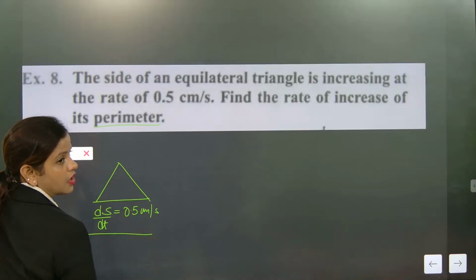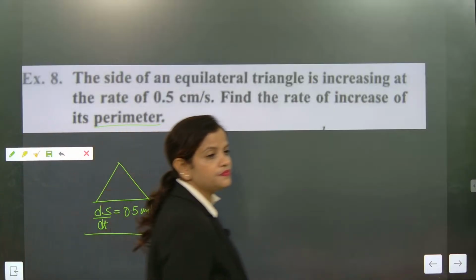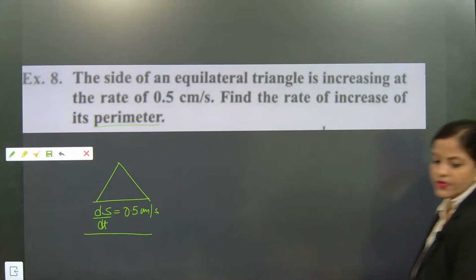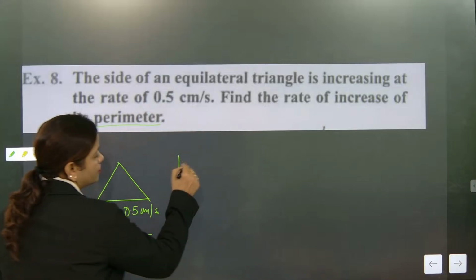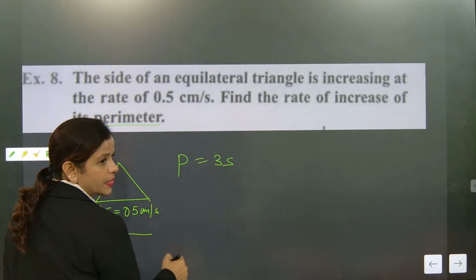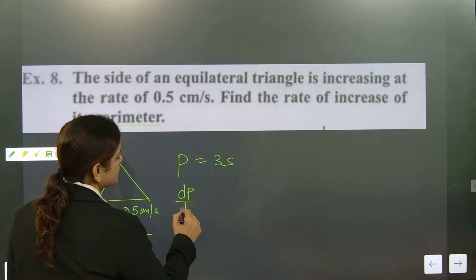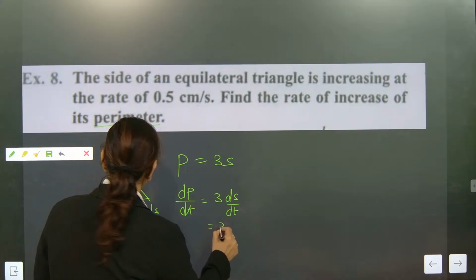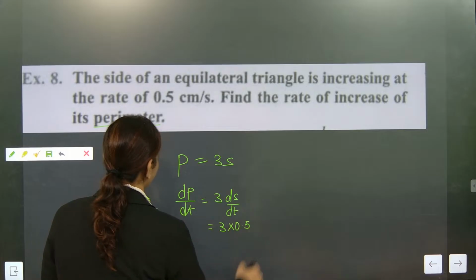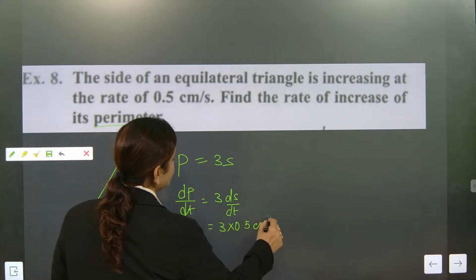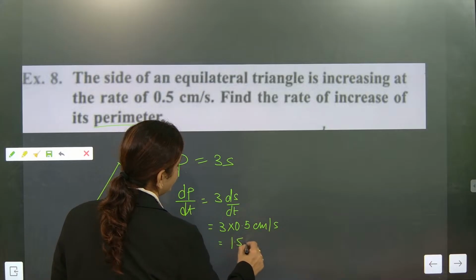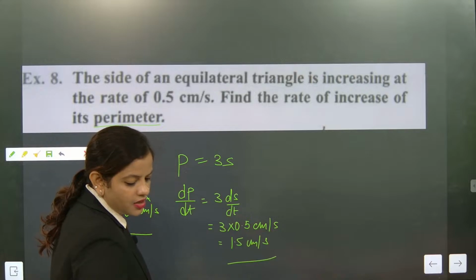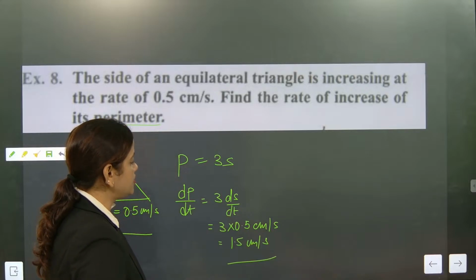ds by dt given. What is perimeter of equilateral triangle? If somebody asks you, it means 3 into side. Okay. So dp by dt is equal to 3 ds by dt. So here it will become 3 into 0.5. This will become centimeter per second. So it will become 1.5 centimeter per second. Anybody got? Mehan has got the answer. This is coming as purely 1.5 centimeter per second.